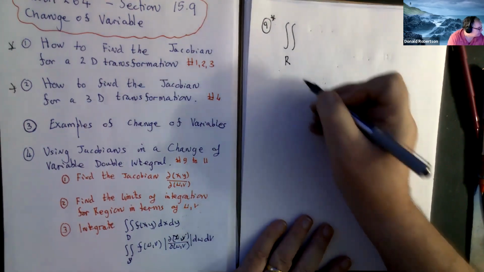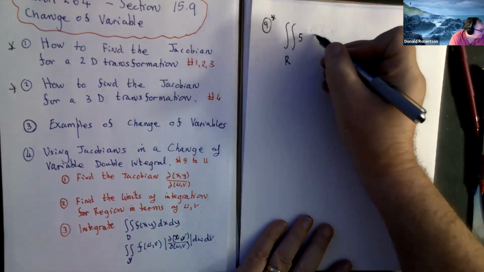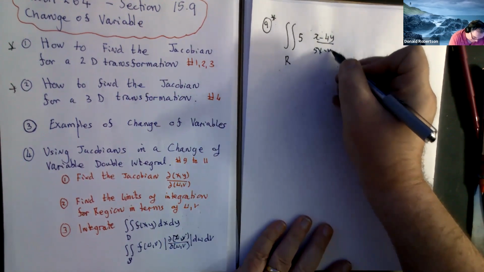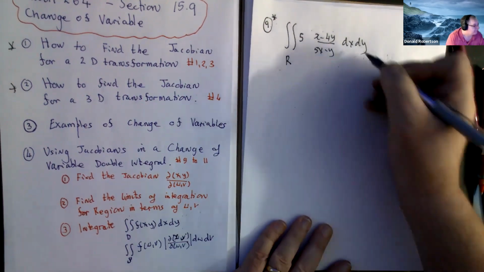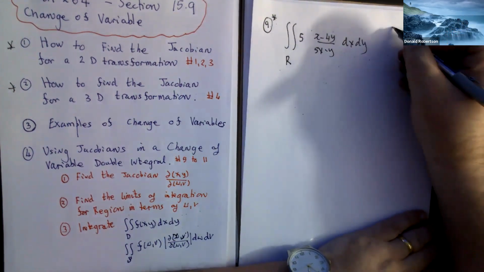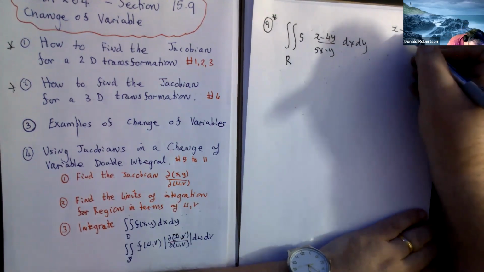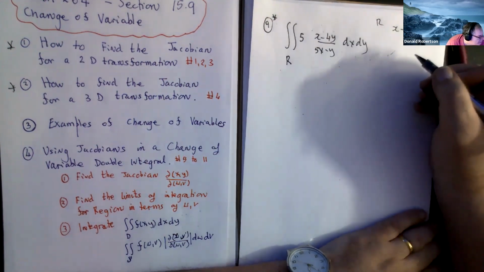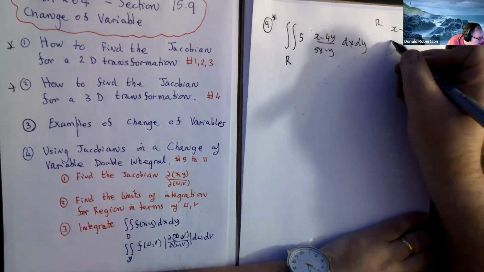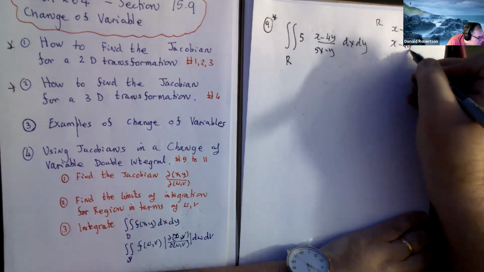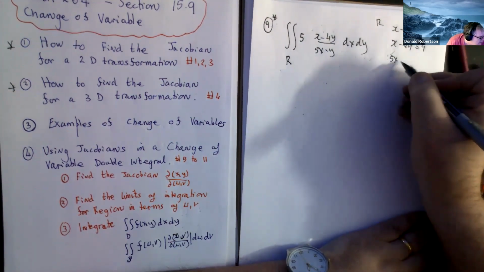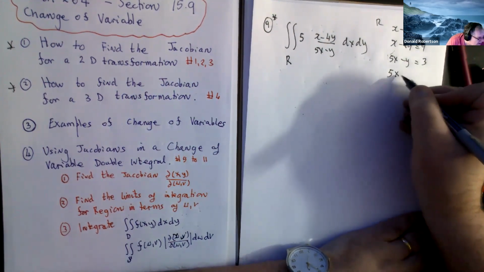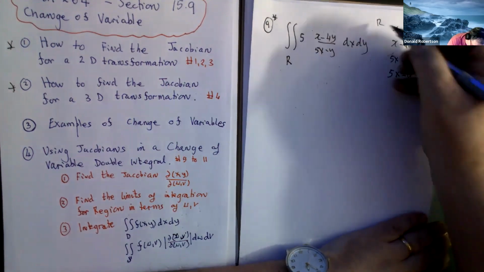This is the original. The thing is set up as x minus 4y equals 0. This is what the region R is. It's a parallelogram made up of these lines: x take away 4y is 9, 5x take away y is 3, and finally 5x take away y is 10.